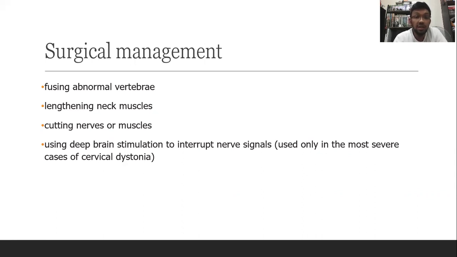Doctors can also use deep brain stimulation to interrupt nerve signals. This is only used in the most severe form of cervical dystonia, because constant nerve impulses to the neck muscles can cause muscle rigidity, leading to wry neck. So they can use this to prevent nerve impulses from going through the neck muscles.